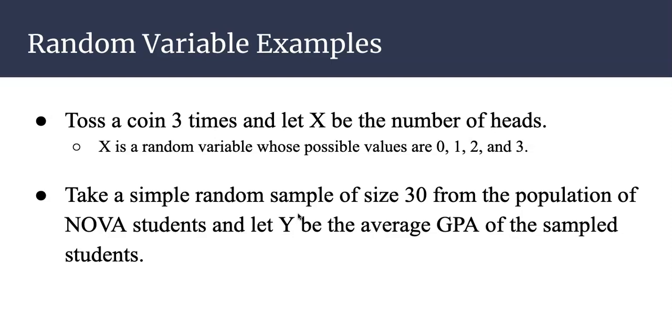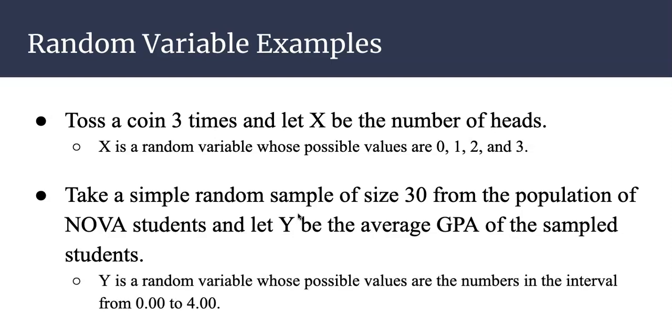But here's the thing, it can be anything in between. And when we're taking the average, it can be all these decimals. And so here, Y is a random variable whose possible values are the numbers in the interval from 0.00 to 4.00. In this case, I know we're rounding to the nearest hundredth here, but it can be any number in between those two. So this is going to be an example of a continuous random variable. So random variables can be continuous or discrete.